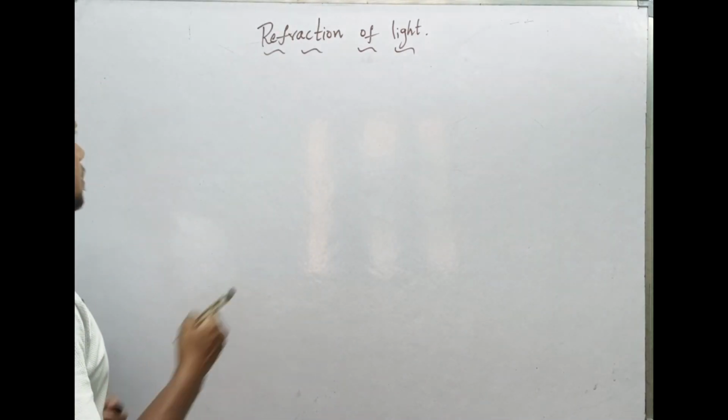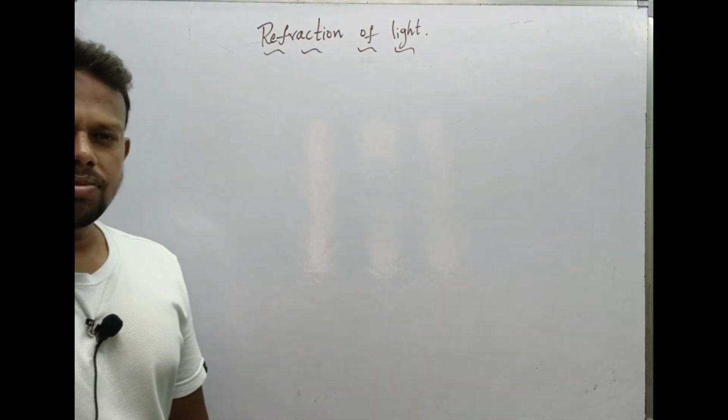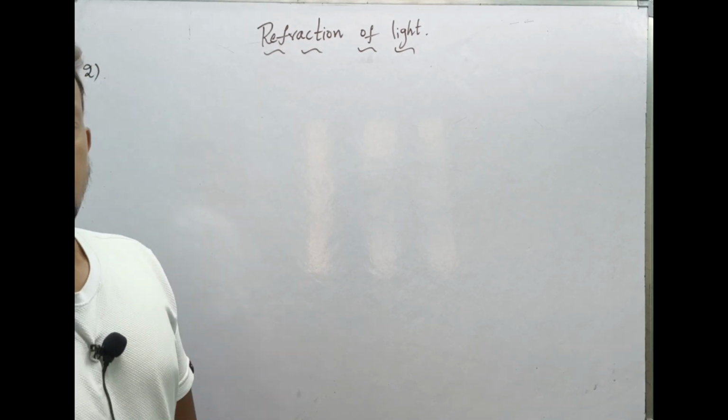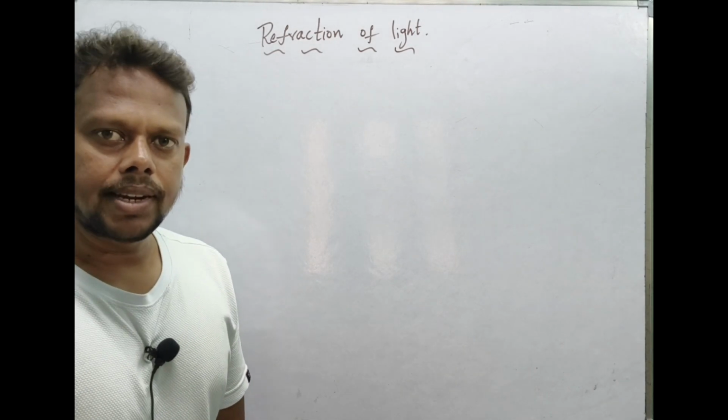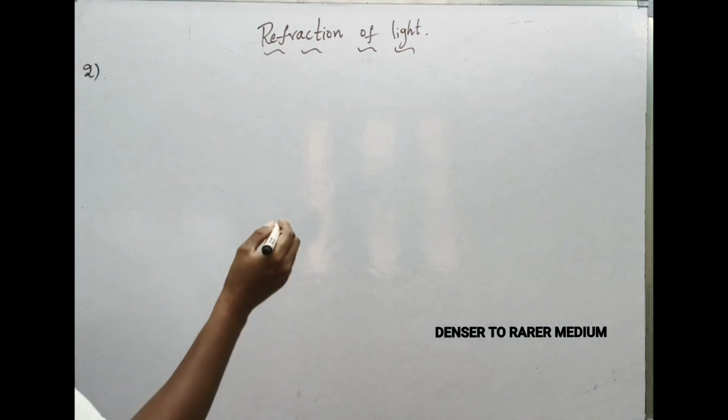The second case is when a ray of light travels from optically denser medium to optically rarer medium. How does the refracted ray bend, towards or away from the normal? We will see that.